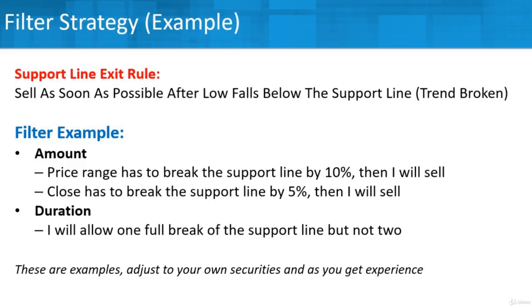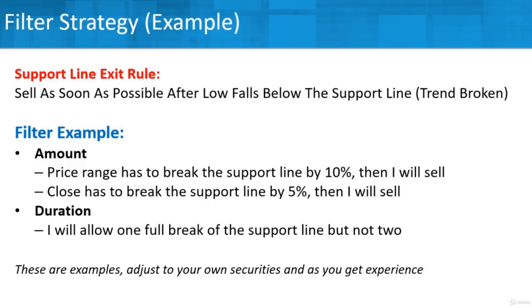So that's the rule. Now let's modify or filter this rule, which is another way you can approach it. So you're not selling exactly at that point. You're giving yourself a little bit more room to see if it might be a false or temporary breakout. I know the support line exit rule says I should sell as soon as it breaks that support line. But I'm going to have an amount type rule, something like: I'm going to say the price range has to break the support line by 10%, then I will sell. So it's not simply enough that it breaks it, it's got to do it significantly, by 10%.